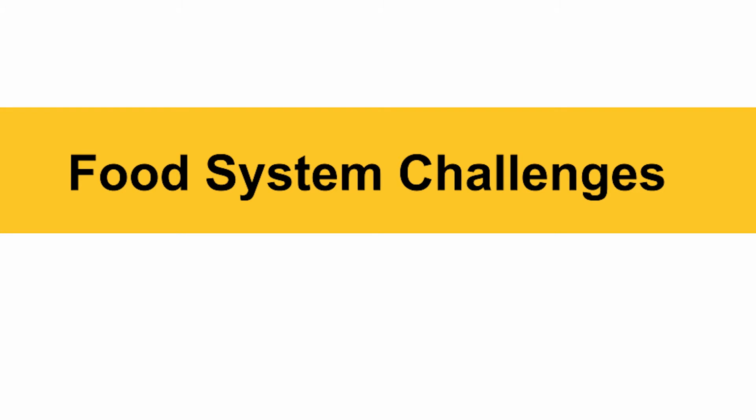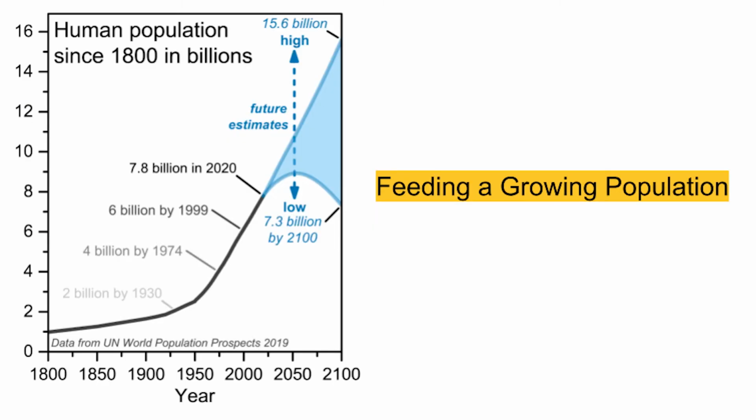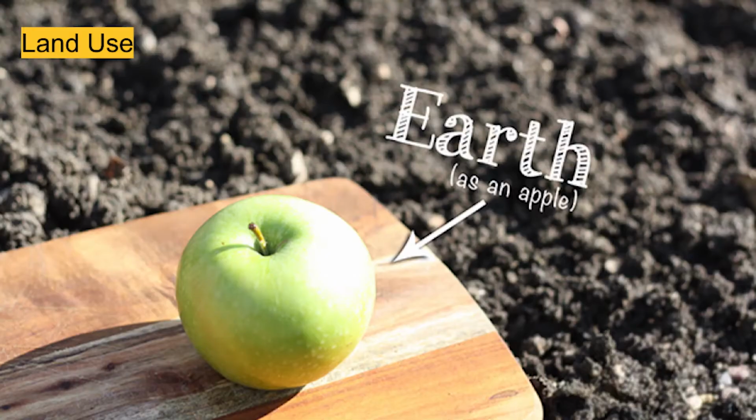So what are some of the food system challenges that we are facing? Here's just a few. One important challenge is that our human population is growing. We're expecting to be approaching 16 billion people by 2100. Right now we're at about 7.8 billion. And what that means is that we're going to have to feed all of these people. And as we start to feed more and more people, we start to run out of the resources to do that, which brings me to our next issue, which is land use.